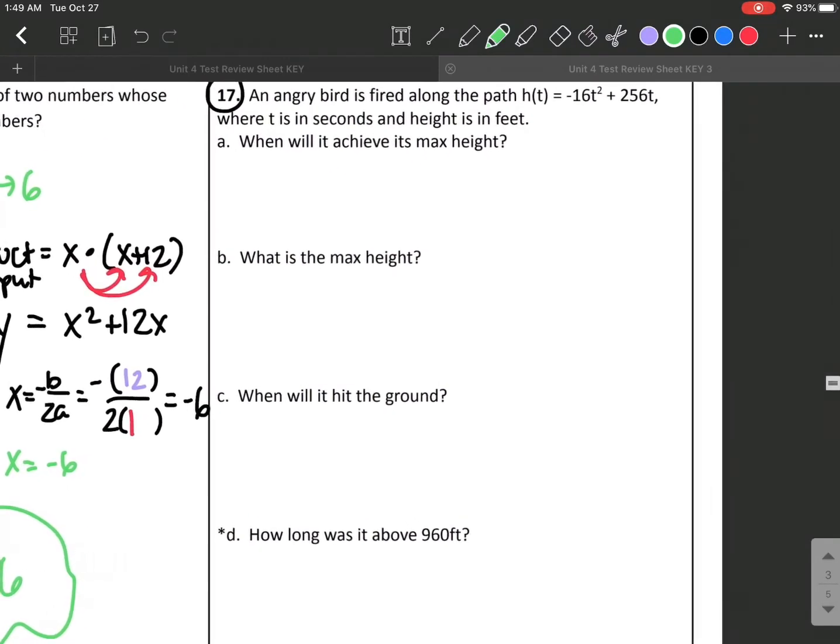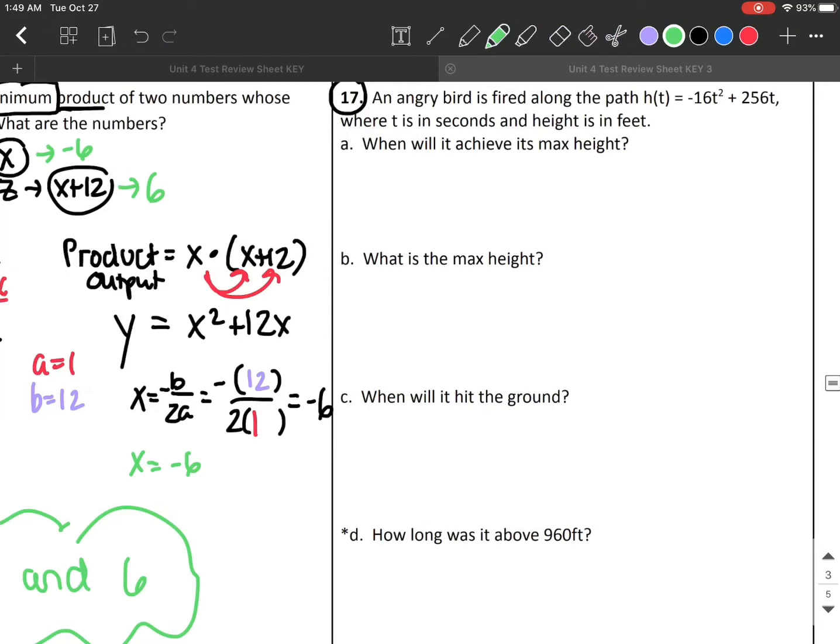And then for 17, an angry bird is fired along the path. This is the equation given, negative 16t squared plus 256t. That's the equation for the height, where t is the seconds, the amount of seconds that have passed by, and height is in feet. So first thing I want to do is I want to say my t is my time, or seconds, and that is the input. And then I know that the height, or h, is height, and that is the output.